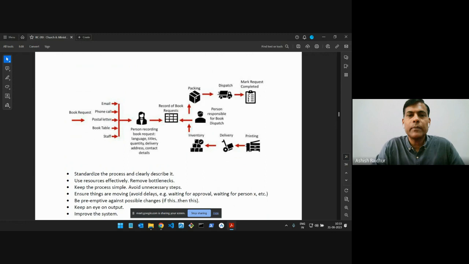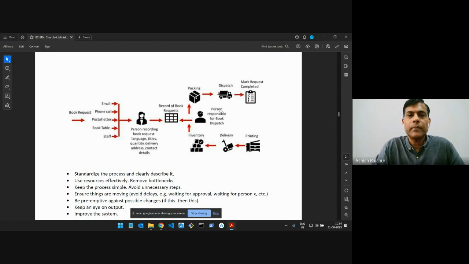The name, who requested it, what is the address, what are the titles, language, how many copies they need, by when do they need it, so that we make sure, especially if somebody's requested books for some conference or something, we need to make sure the books reach there for their conference. So that's the question. Then we have one person who's responsible for book distribution.